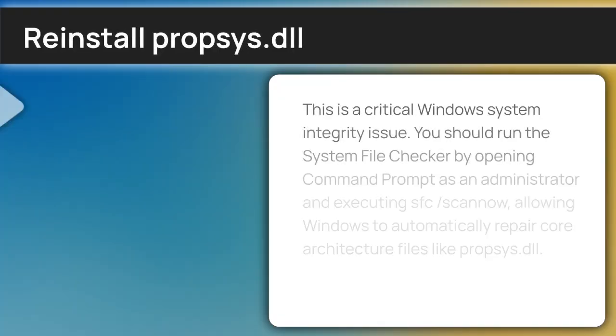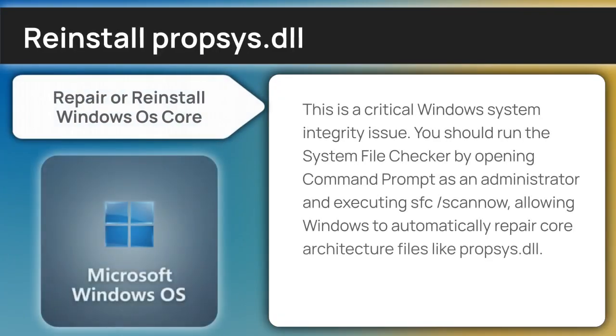With the explanation out of the way, let's refresh the affected files. This is a critical Windows system integrity issue. You should run the System File Checker by opening Command Prompt as an administrator and executing sfc /scannow, allowing Windows to automatically repair core architecture files like the Property System Library DLL.